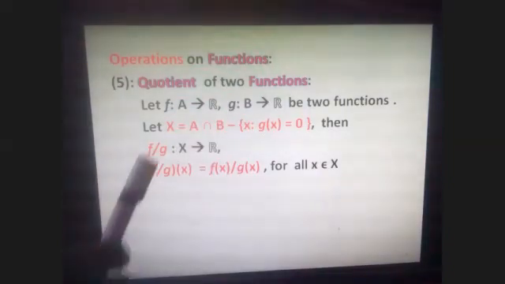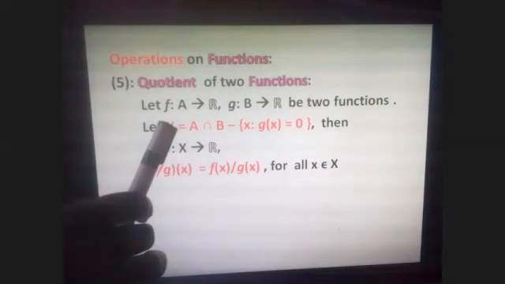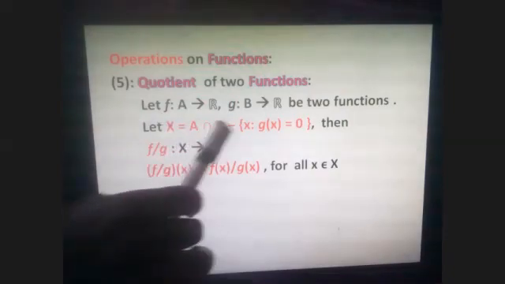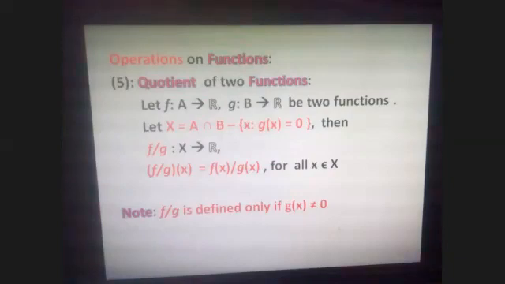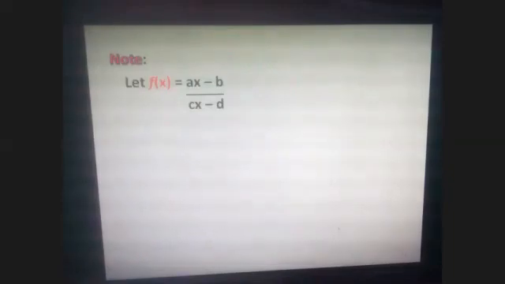So f by g is defined from X to R, where X is A intersection B minus the set of x with g(x) equal to 0. (f by g)(x) is f(x) by g(x). Remember that f by g is defined only if g(x) is not 0. Be careful about that. So f(x) equal to (ax minus b) upon (cx minus d). What will be the domain?